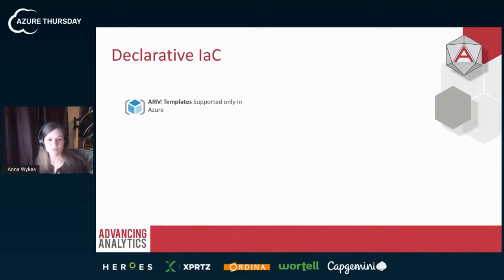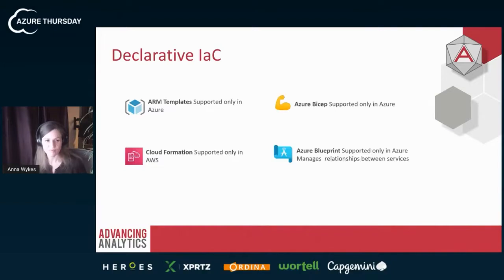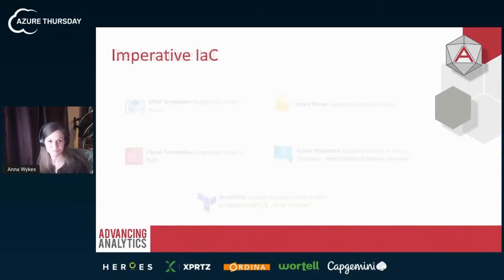And essentially, the most common tools that we mentioned before that you potentially already heard of would be ARM templates, Azure Bicep, CloudFormation, which is AWS, and Azure Blueprint. And there at the bottom, we've also got Terraform, which will work across cloud providers, whereas the others there are specific to certain cloud providers.